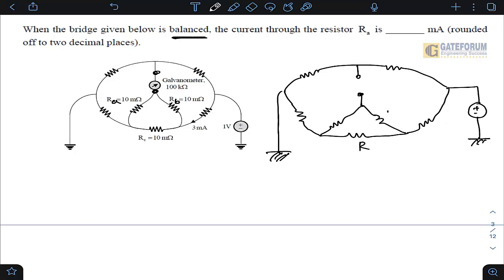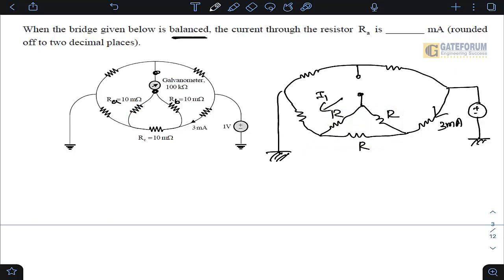All these values are the same, right? R is 10 milliohm, 10 milliohm, 10 milliohm, and this current is 3 milliampere. If the bridge is balanced, this is open circuited. So this is how the circuit is now. Now this is a very simple network, students. 3 milliampere is approaching this node, and definitely there are two paths. So the current will divide. One path is this way, other path is this way. We need the current in this branch.